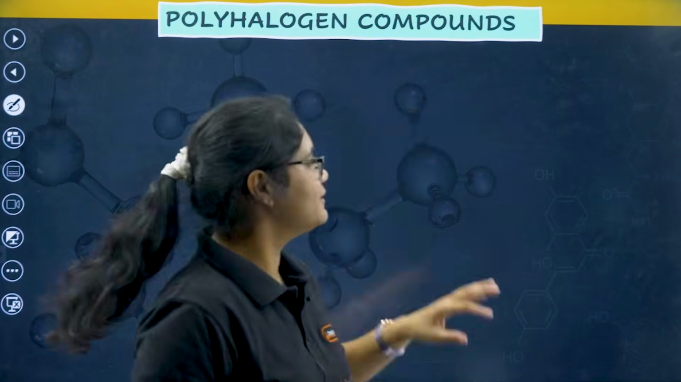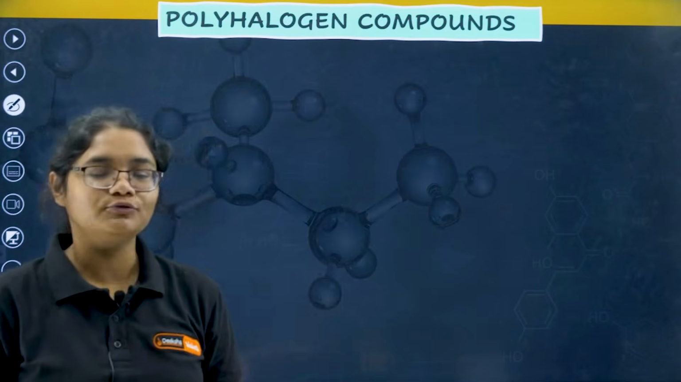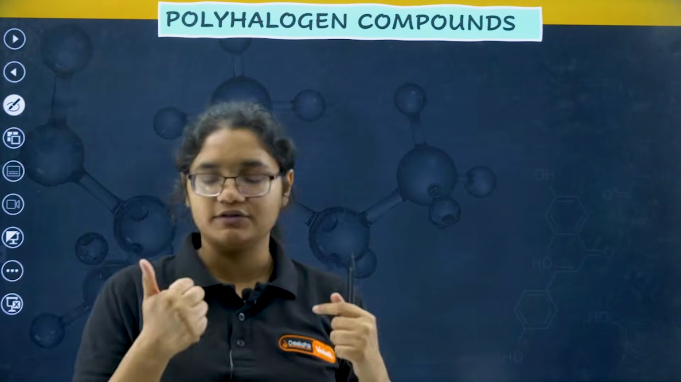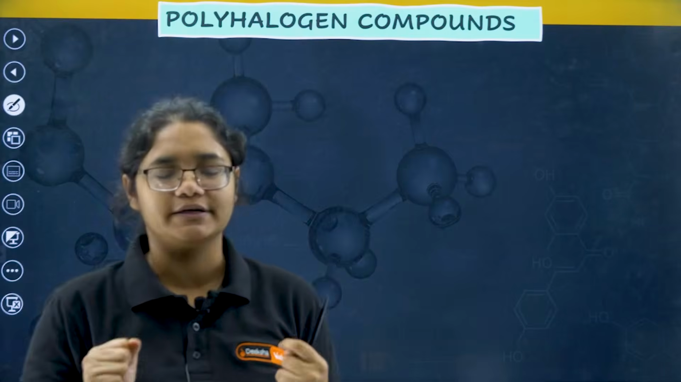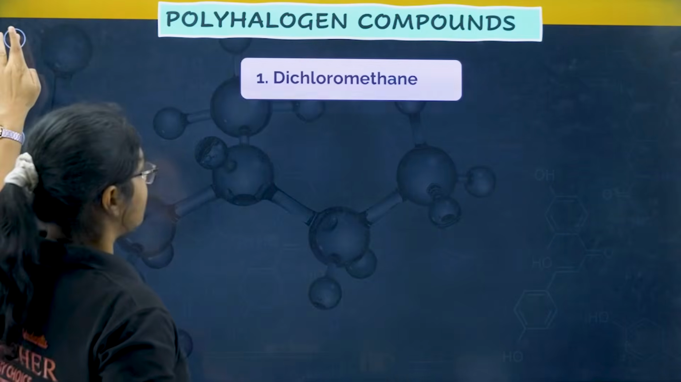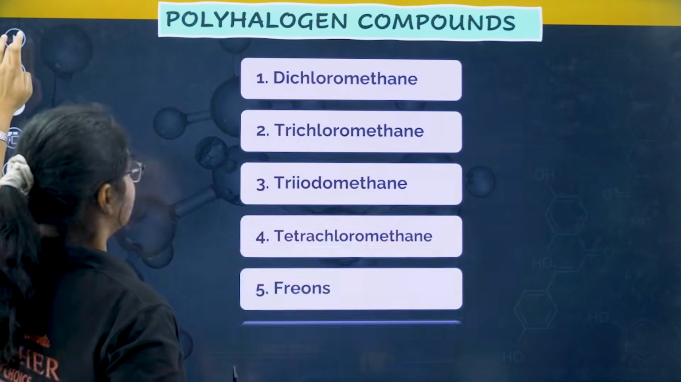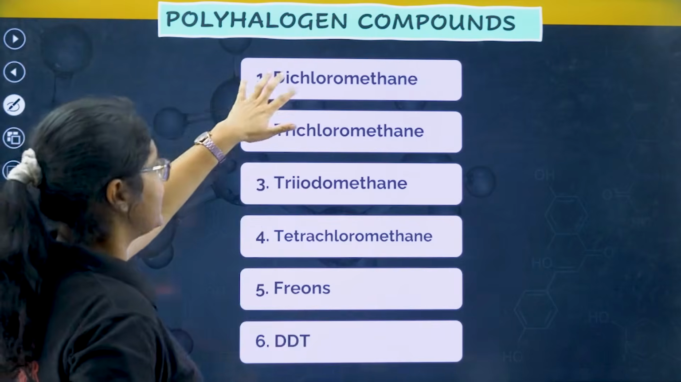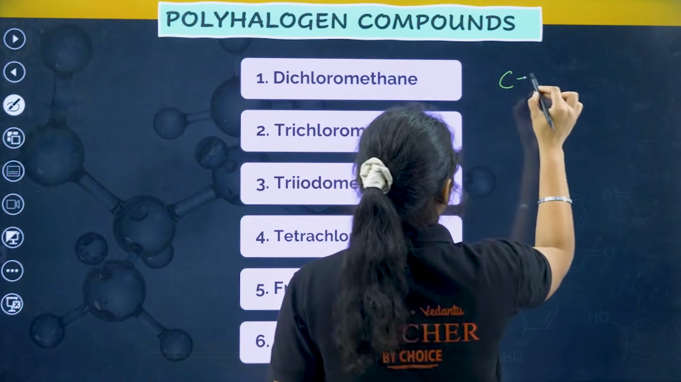Okay, now we will move to polyhalogen compounds. So understand the meaning. We have in the classification we have studied about monohalogen, dihalogen, trihalogen. Polyhalogen means more than one halogen is present in a compound, we call it a polyhalogen compound. Okay, so what all polyhalogen compounds we have in our syllabus? We will be studying about dichloromethane, that is like this.